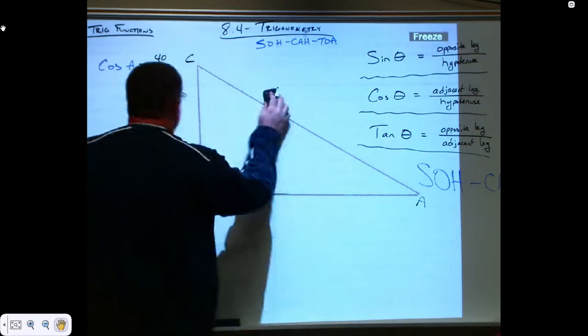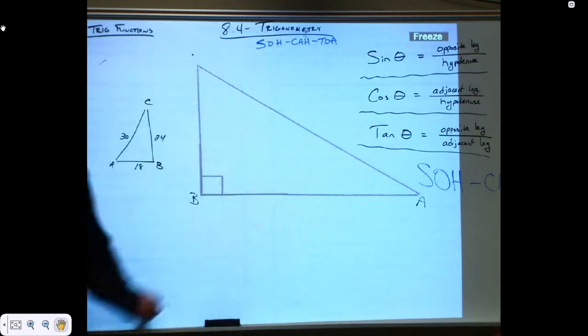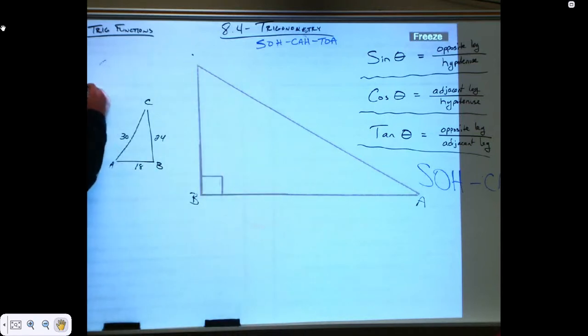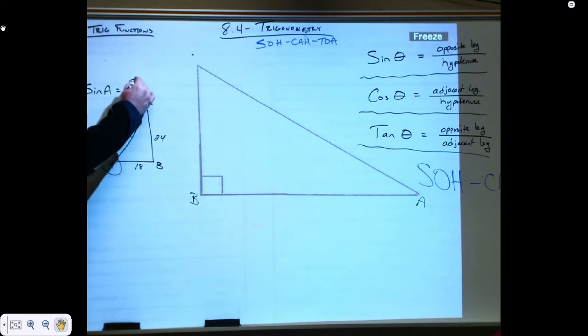So for that one, what do they ask you to find here? Sine of A. Okay. Well, what is our perspective? That one right there, right? With respect to that, it's the length of the opposite leg. What's the opposite leg? 24 over 30. What's the hypotenuse? 30. Now, why is that incorrect?